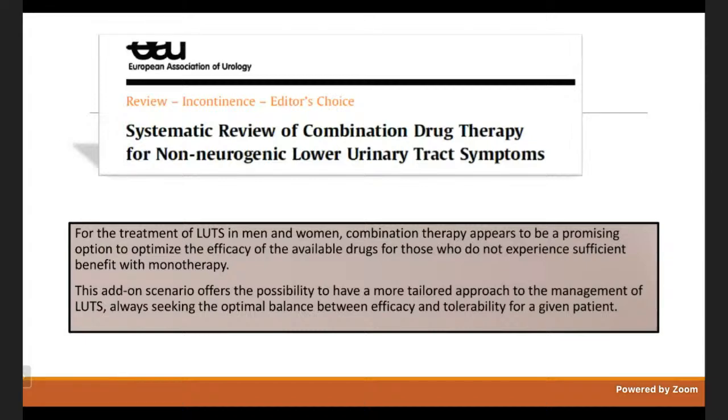So this is again the review of, as I already told you, combination drug therapy for non-neurogenic lower urinary tract symptoms. So combination therapy is very important. That means a combination of either an alpha blocker with a 5-alpha reductase inhibitor, or an alpha blocker with an antimuscarinic agent, is very important for relief of the symptoms.